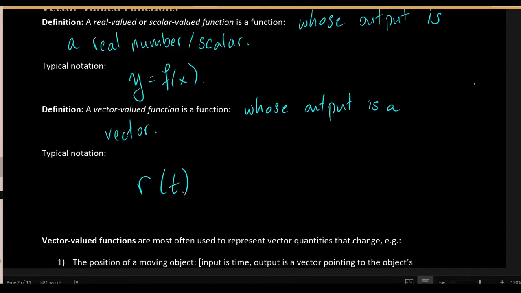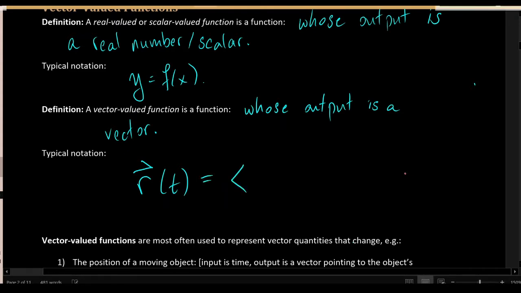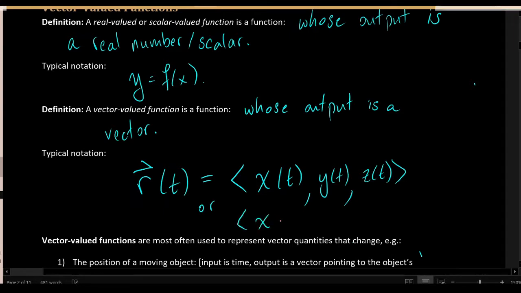As emphasis, we usually represent r with a vector arrow over top, and a vector valued function is going to output a vector where you'll have some formula for the x component, some formula for the y component, and some formula for the z component in terms of the input variable t. This is what it would look like in 3 dimensions. If we were in 2 dimensions, the only difference would be that we would have a formula for the x component, a formula for the y component, and no z component.